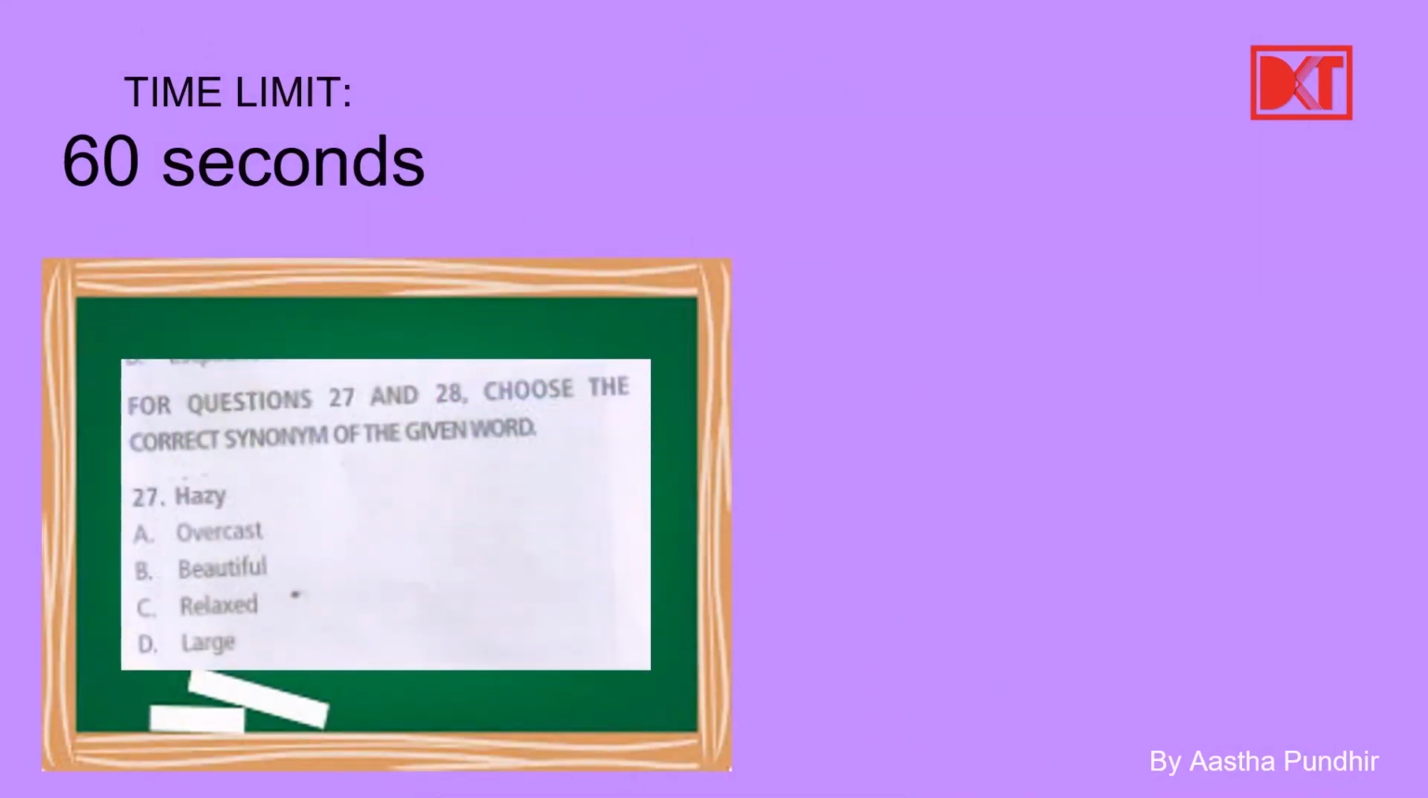Alright, now here for questions 27 and 28, choose the correct synonym of the given word. Here the word given to us is hazy. The options are A. Overcast, B. Beautiful, C. Relaxed, or D. Large. Now here the synonym we have to choose. What are synonyms? Synonyms are the words which have similar meanings. Alright. Now hazy means something that is covered by this haze, that foggy thing that we have. Alright, that is called hazy.